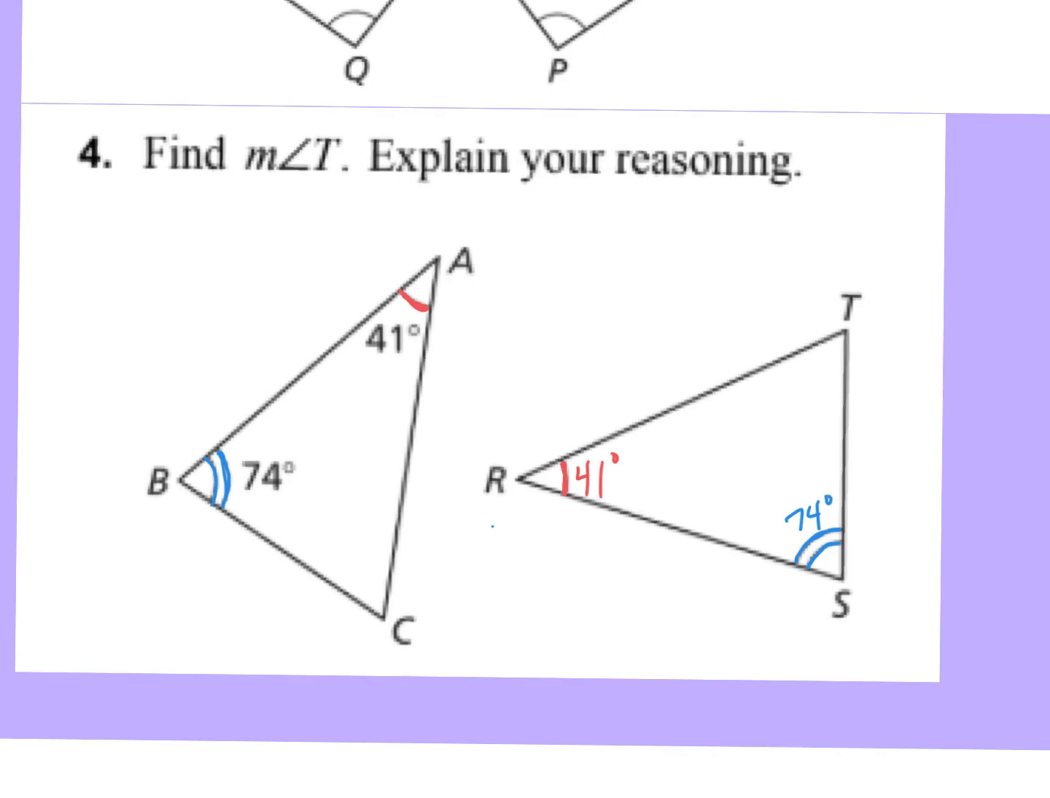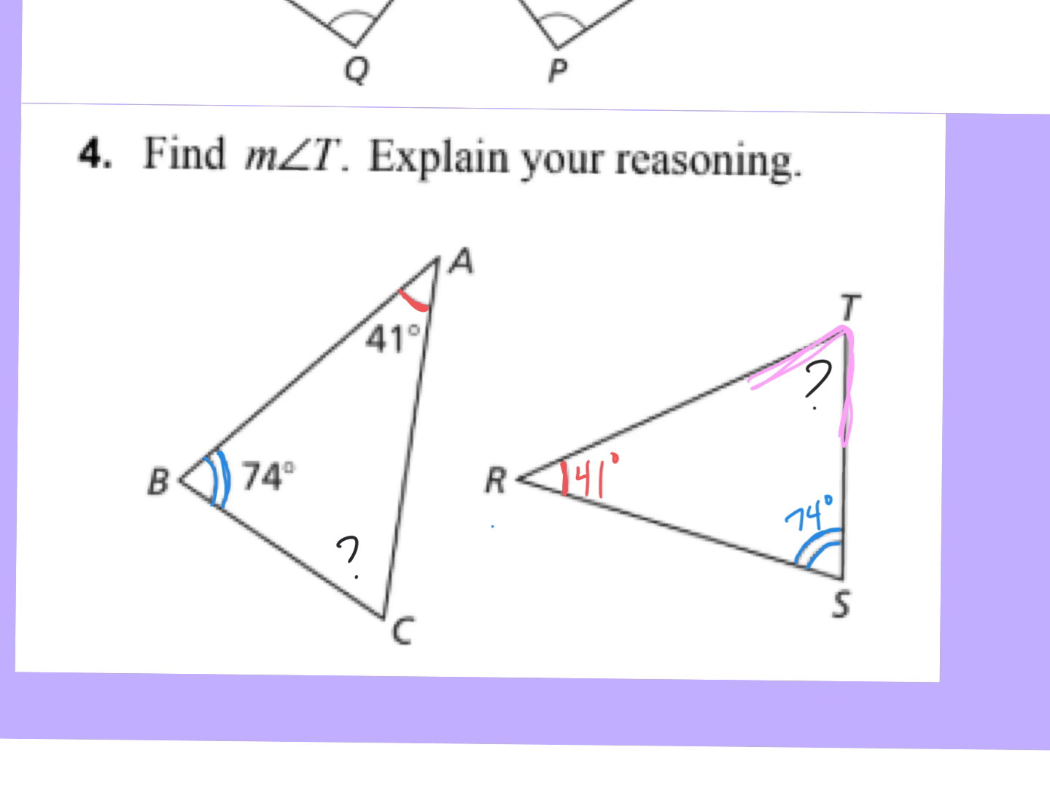Now, the theorem we learned said that if you have 2 angle measurements of one triangle that are the same as 2 angle measurements of another triangle, that makes the 2 triangles congruent. That means that this missing angle for both of them is going to be the same, right? So with that being said, if I'm trying to find angle T, which is this angle right here, I definitely have enough information now. I would add 41 plus 74, right? And subtract it from 180.